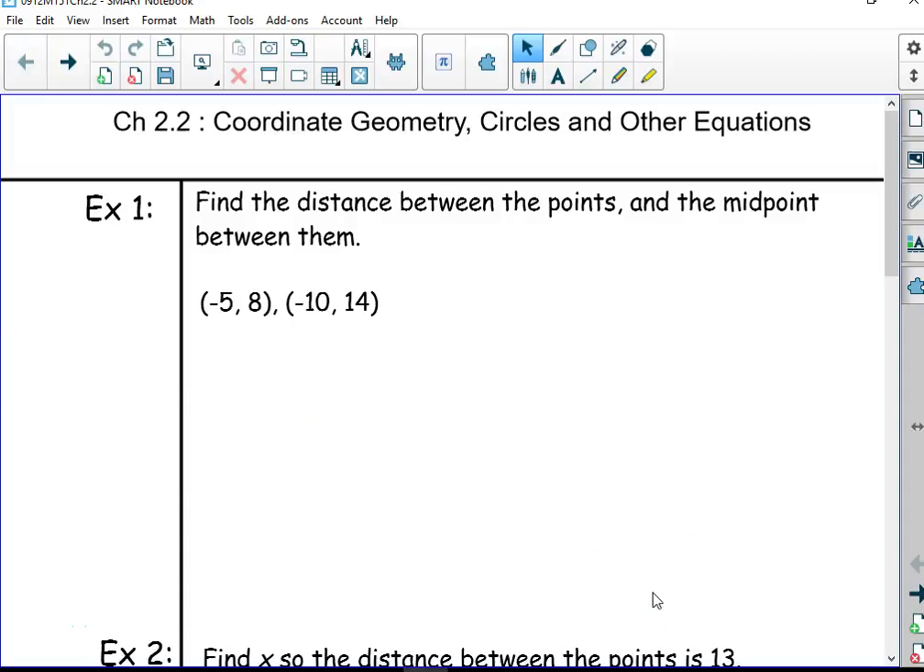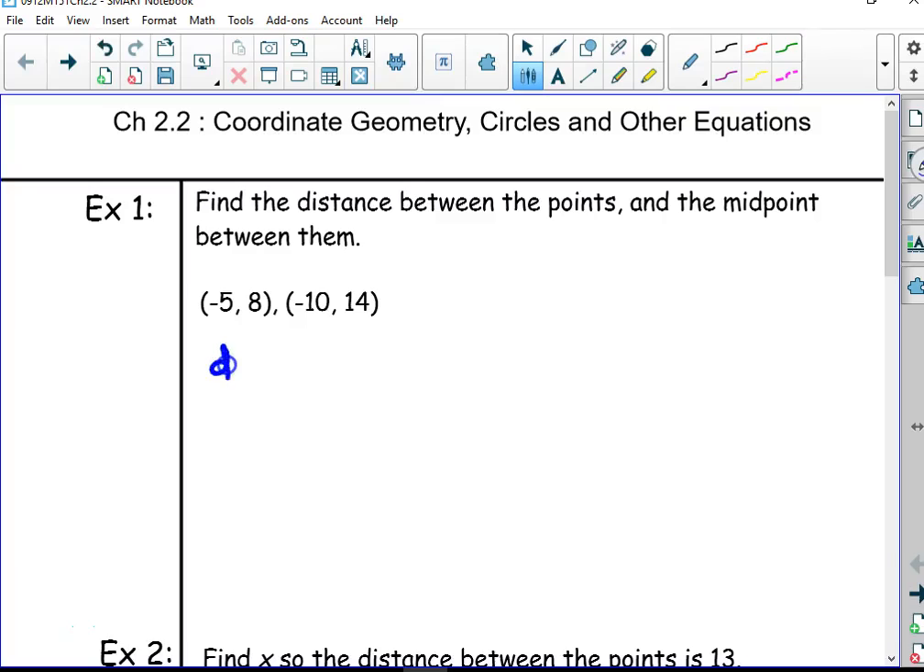All right, let's look at coordinate geometry, circles, and other equations. And we're really going to concentrate on circles. One of the first things we need to do is figure out the distance formula. So we start with this pretty simple idea. We've got 2 points. Let's find the distance between them.